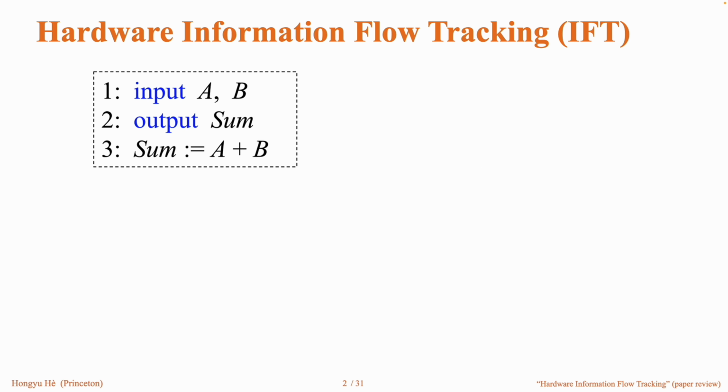I think hardware IFT is very similar to, if not exactly the same as, tracking information in software until we translate, for example, this HDL code to a gate-level schematic. In this case, we have input signals A and B and the output signal sum. If we translate this to an adder, we have two inputs and the output is sum. So we can see very directly the information propagating from A and B to the output.